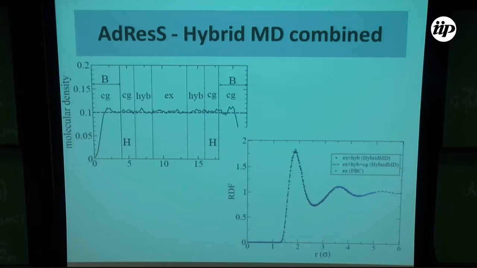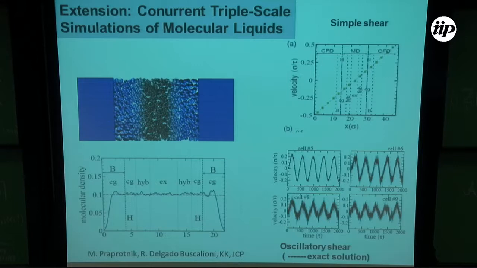And this can be extended also to systems where one has a coupling to the continuum. That was done with Rafa Delgado Buscaglioni, and we looked at shear flow. You see the oscillatory patterns when we move the boundary here and move the boundary here, how it goes through this particle-based system.